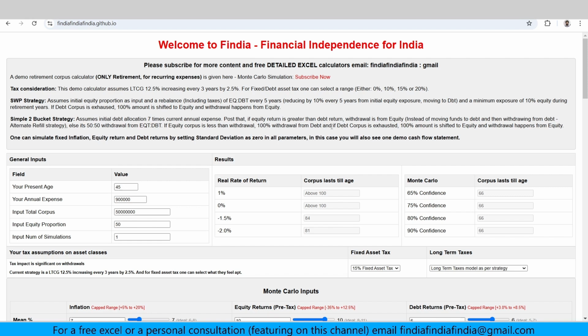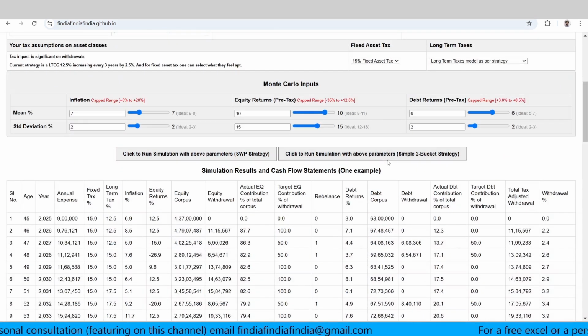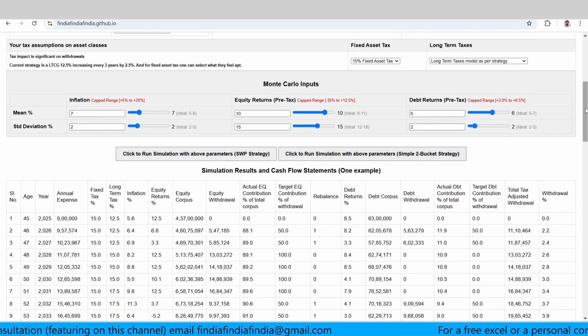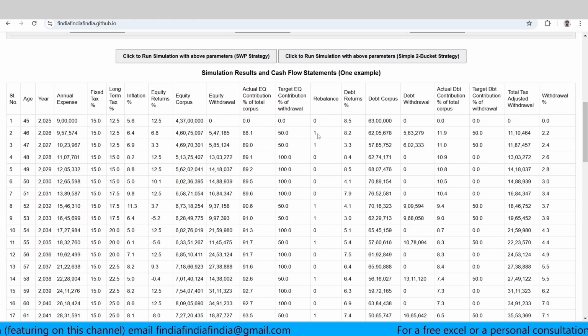And if the debt corpus is exhausted, 100% of the amount is shifted to equity. Now, if this is confusing, let's just run one cycle. I have just pressed this button and I'm running one cycle here. If you see here, a rebalancing is happening. Why is rebalancing happening?